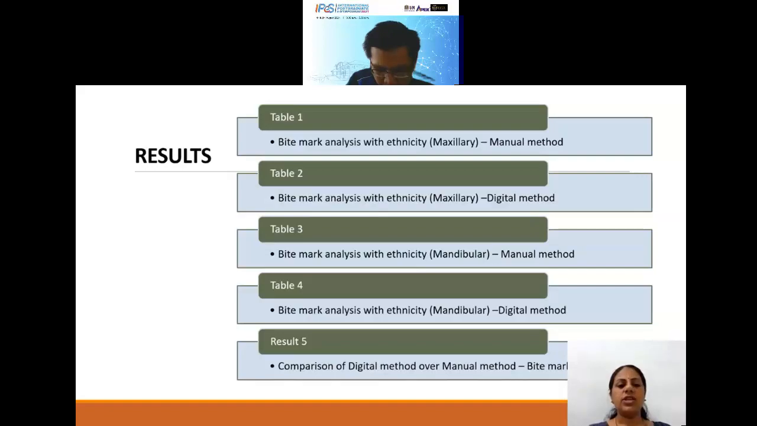Moving on to the results, we have table 1, table 2, table 3, table 4, which show the bite mark analysis with the ethnicity of maxillary and mandibular cast using the two methods, that is the manual method and digital method individually. Whereas the result 5 shows the comparison of the digital method over the manual method in the bite mark analysis.